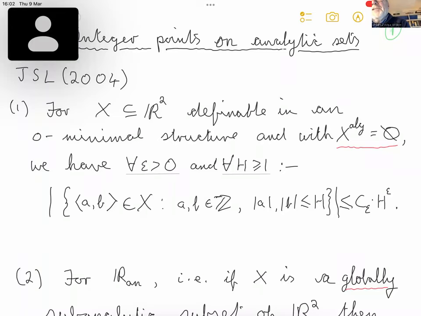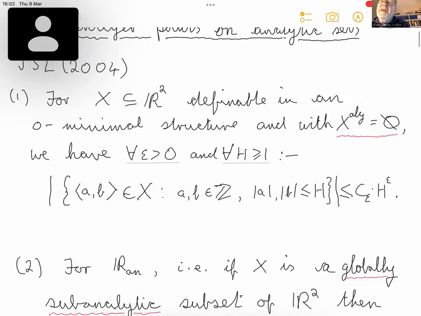So that paper was published in the Journal of Symbolic Logic, and the reason for that is that the main theorem there was this theorem I've written here. If you take any subset of the real plane which is definable in an o-minimal structure, now I'm sure many of you won't know necessarily what that is, but you don't need to for the rest of the talk, I'm just mentioning this as a piece of history.